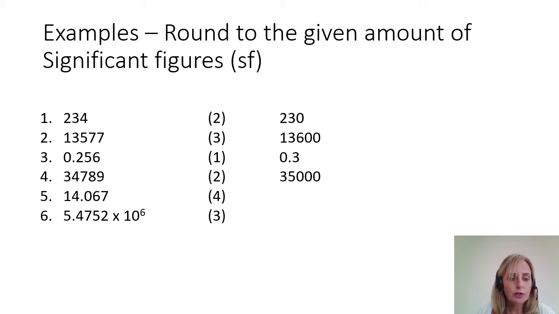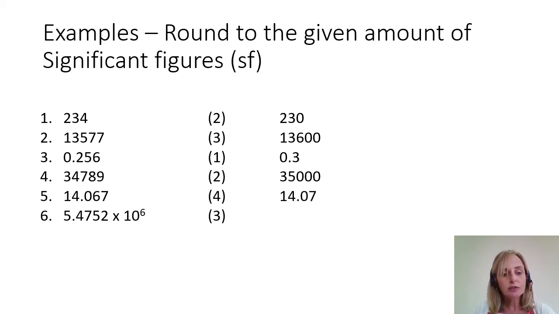Number 5, 14.067. So the 1, the 4, the 0 and the 6 are significant. Remember, a 0 between 2 non-zero numbers is significant, and then we're going to cut off. The next value, the last value we've got there that we don't want, is a 7, but it tells us we need to round that 6 up to a 7 to become 14.07.